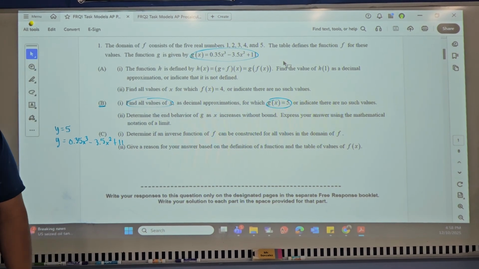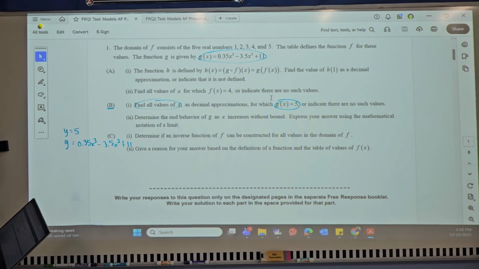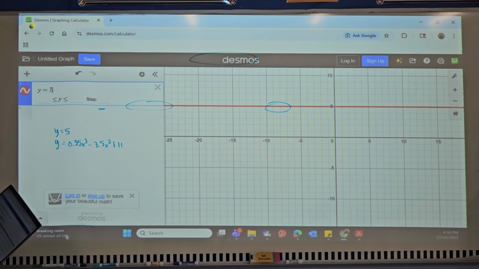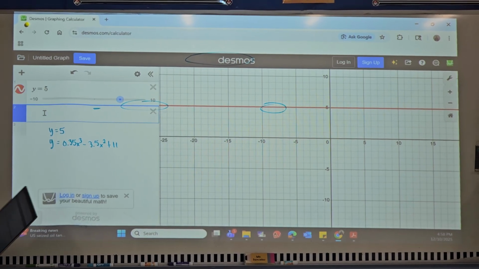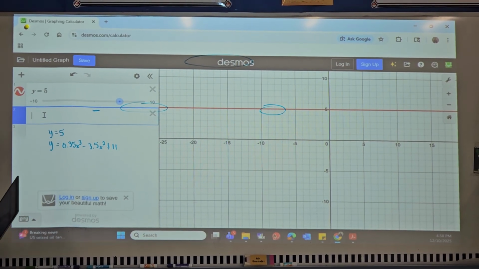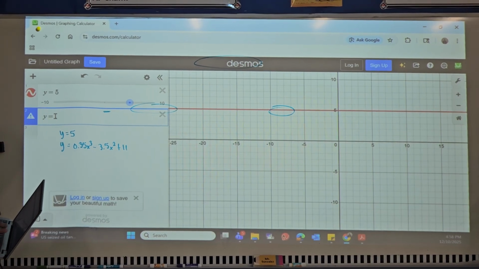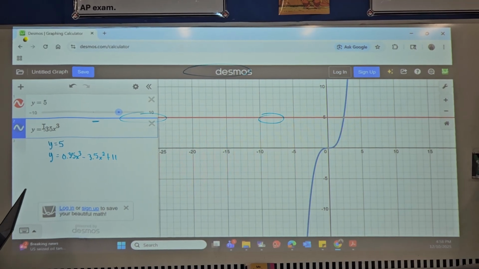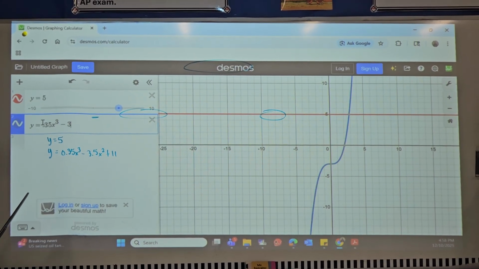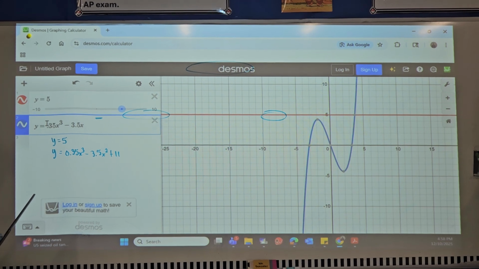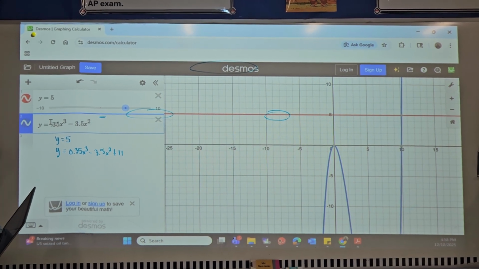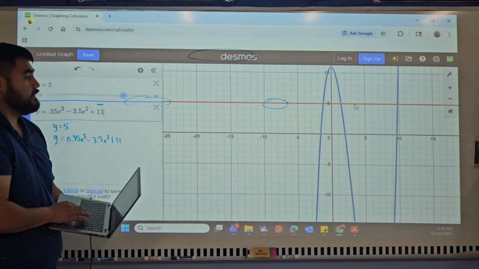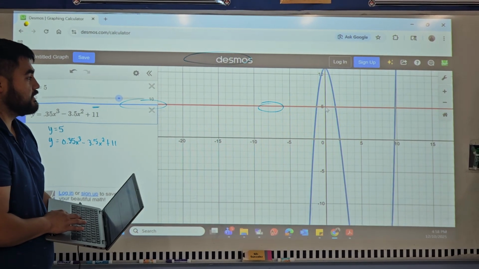So, nothing too complicated. Just go into decimals. So now, back over here, y equals 5, there it is. So that's one equation, but I need 2. So now I'm gonna have y equals 0.35 x to the power of 3 minus 3.5 x to the power of 2 plus 11. And if you look over here, this is exactly where these points touch.